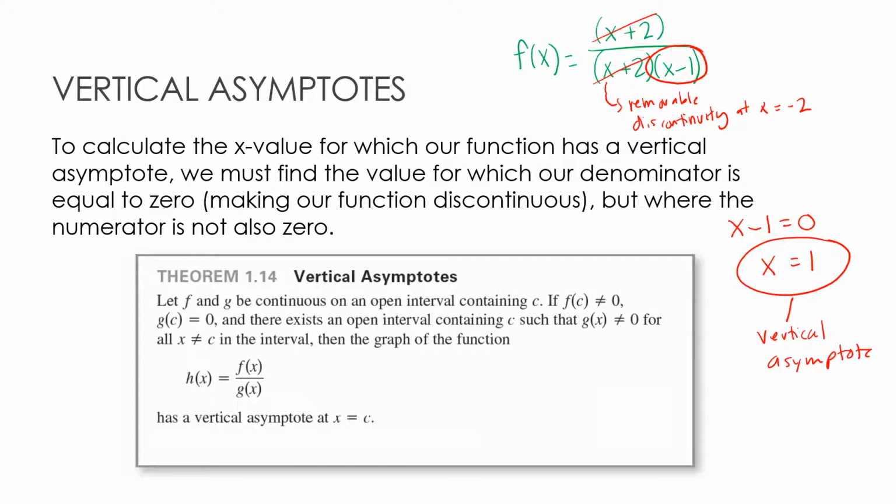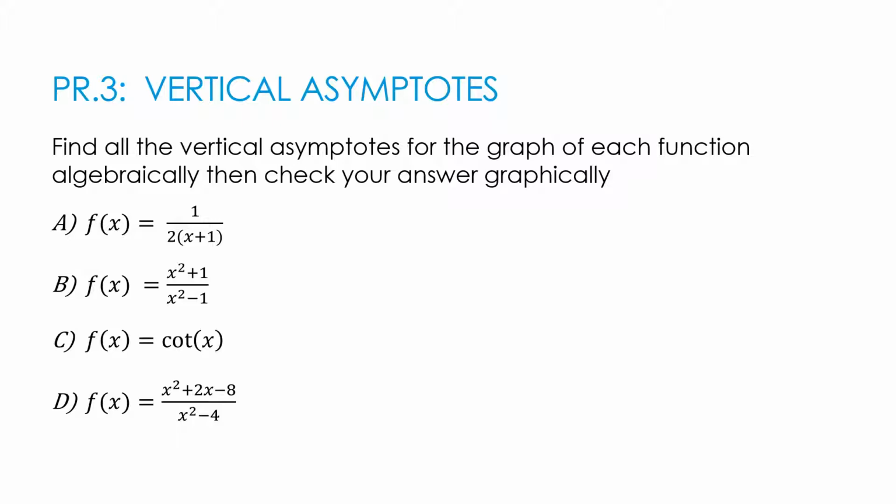So again, it's where the denominator is equal to 0, but where the numerator would not also be equal to 0. Or essentially just look at what is going to cancel. So let's do a little bit of practice. Again, do your factorization whenever necessary, which will be the case here. Try all 4 of these, then press play to see how you did.